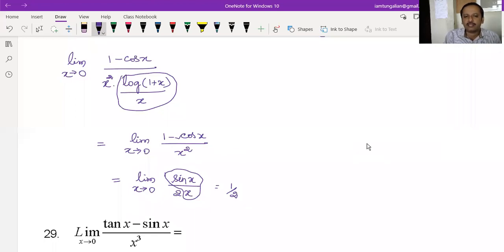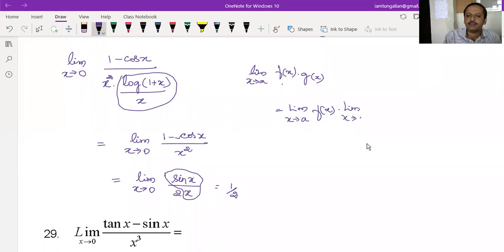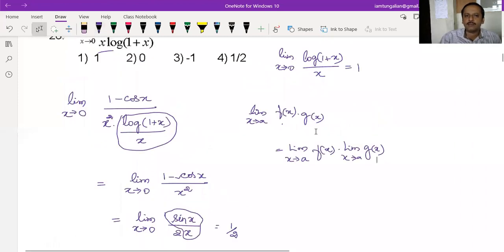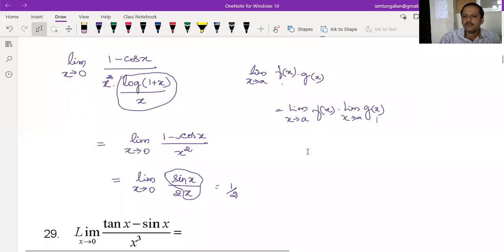So here you might be thinking, sir, for this, how can you apply the limit separately? We can. See, you know this formula, limit x tends to a of f of x into g of x, we can apply the limit separately and multiply them. Limit x tends to a f of x into limit x tends to a g of x. So here (1 minus cos x) by x square, I'm considering that as one function, and x by log(1 plus x) as another function. So I'm applying the limit separately. While applying the limit for this, it will become 1, and the rest of the things will give you 1 by 2. So the answer is 1 by 2, which is the fourth option.